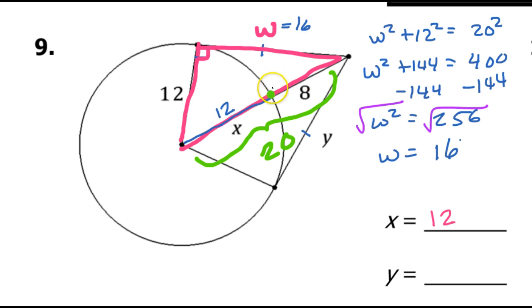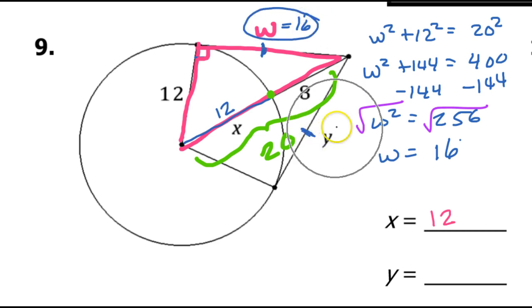And I already told you that this segment is always going to be congruent to this segment. So W and Y are the same. So that means Y is also 16.